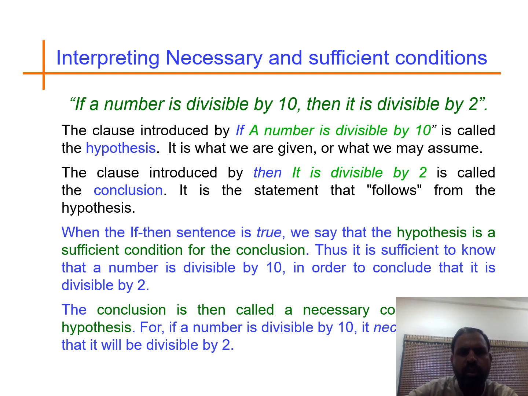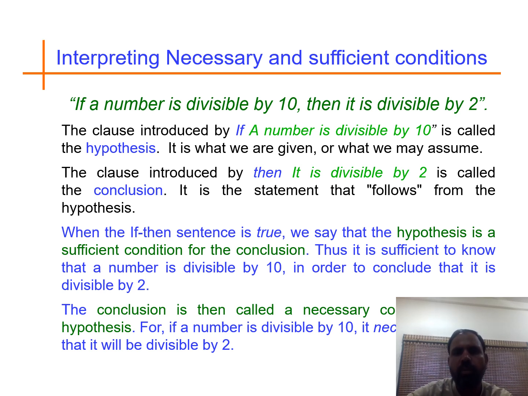Now we discuss interpreting necessary and sufficient conditions. This is very important in programming, especially in artificial intelligence, AI. It is also used in robotics, and the world is now working very much in this field.